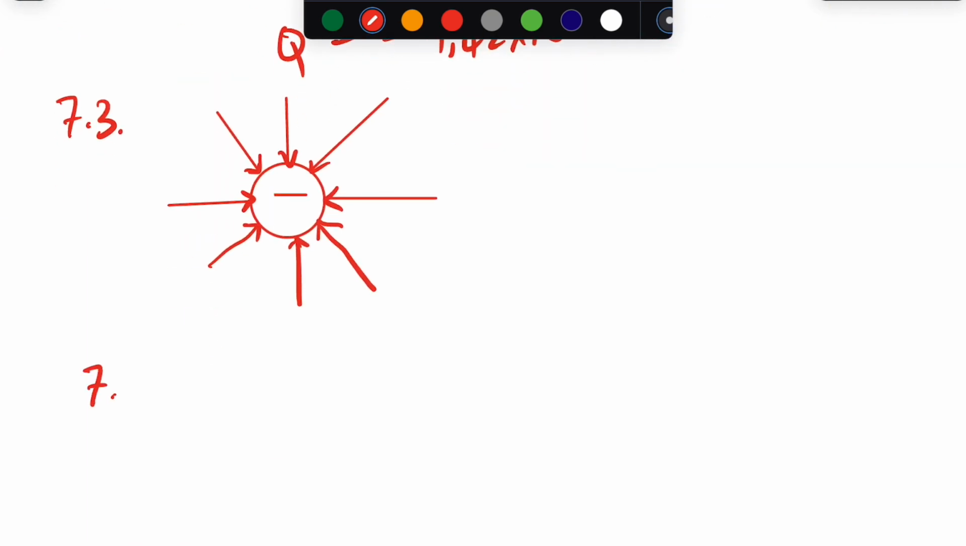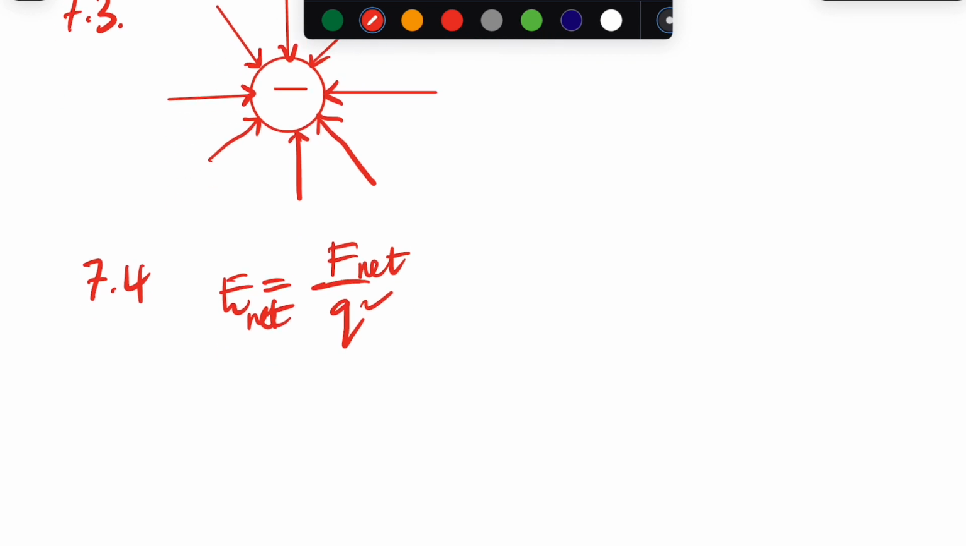Now 7.4, which formula are we going to use? E is equal to F over Q. Why are we using that one? Because we have the electric field, they want the net electric force, and we have the charge of the electron. So in other words, this is the net that they want. We have E net, and we can find the F net in that formula. So let's substitute.